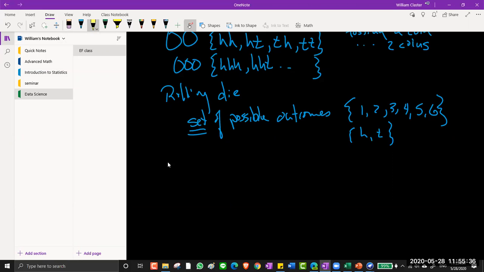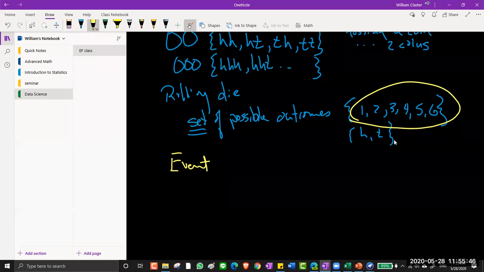the other word, which is event. So what does that mean in this context? So this is the sample space for rolling a die. This is the sample space for tossing a coin. Sample space, we'll call it capital S. So this is capital S for rolling a die. This is capital S for tossing a coin.